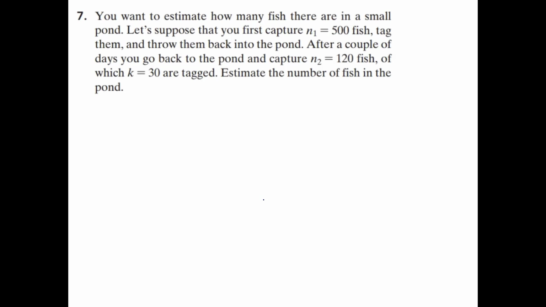So then we moved on to, I believe, chapter 14, and we started dealing with statistics and how to use a sample to tell us something about the population. So we went over problems like this. You want to estimate how many fish there are in a small pond. Let's suppose that you first capture 500 fish, tag them, and throw them back into the pond. After a couple days, you go back to the pond and capture 120 fish, of which 30 are tagged. Estimate the number of fish in the pond.